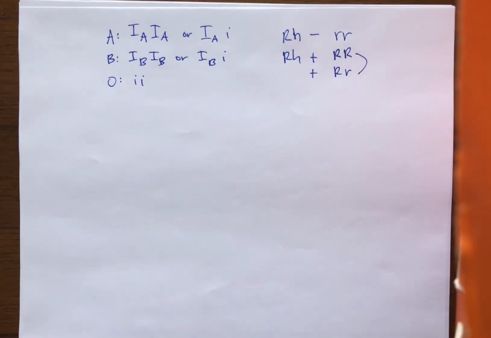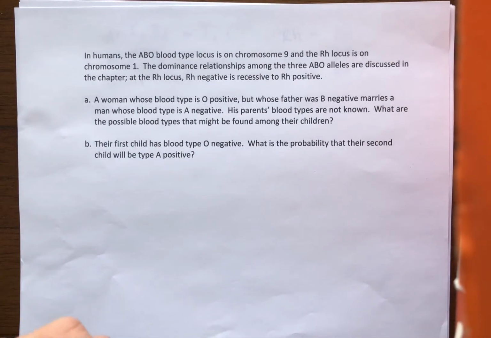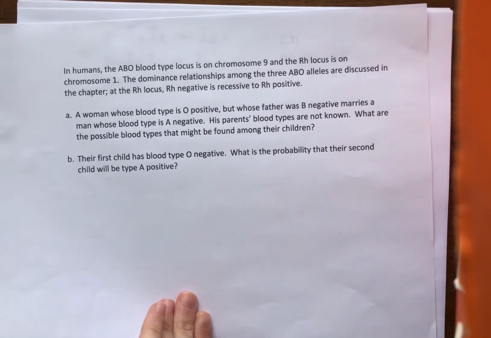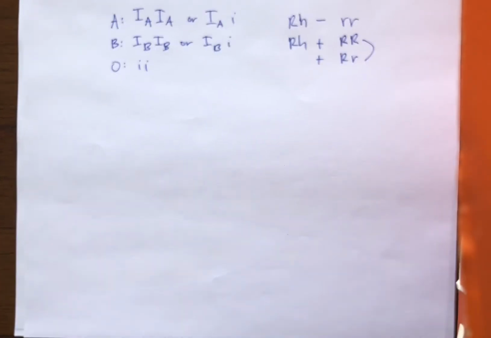Okay, and now we can go ahead and look at the problem again and use the information we have. They tell us a woman whose blood type is O positive, whose father is B negative, marries a man whose blood type is A negative. The parents of the man are not known. What are the possible blood types that might be found among their children? So we can just draw out the possibilities that they give us.